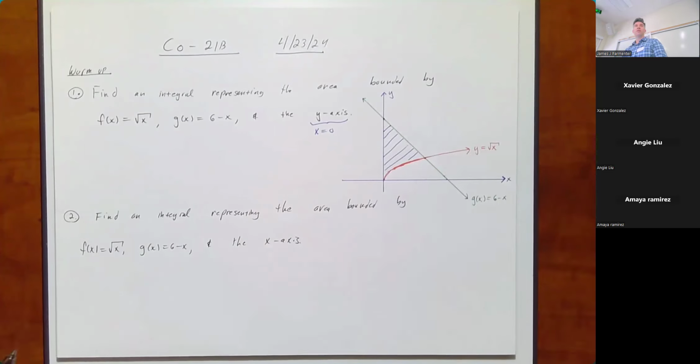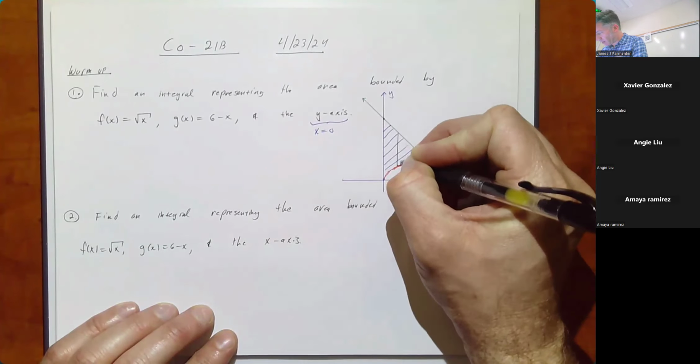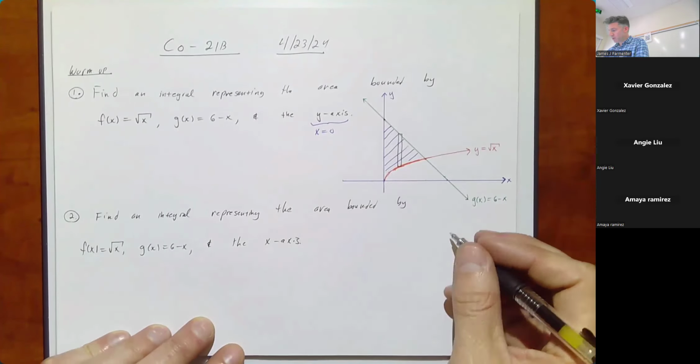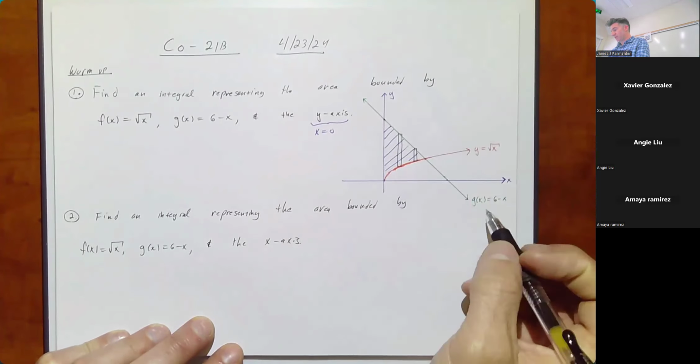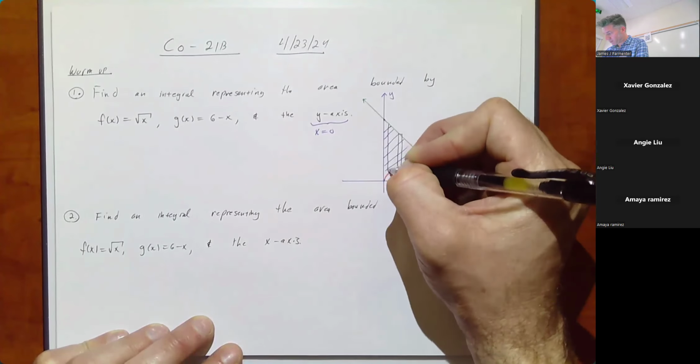Certainly if I had any choice about it, I'm going to do this one using vertical cross sections or vertical strips because they're going to be nicer. So my strips are going to be like this. The reason I'm picking vertical strips here is because no matter where I draw the strip in my region, the upper boundary is always 6 minus x, and the lower boundary is always the square root of x.